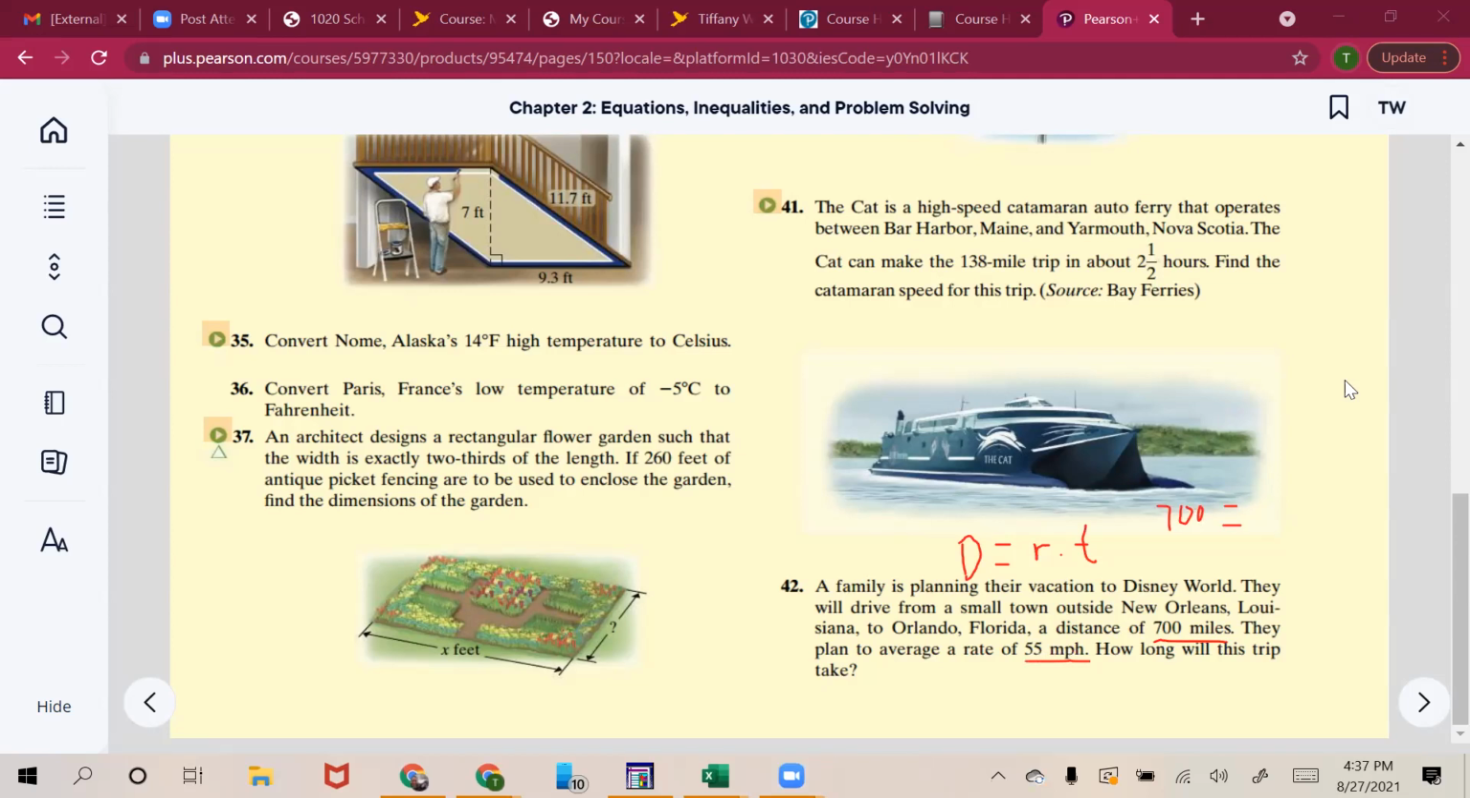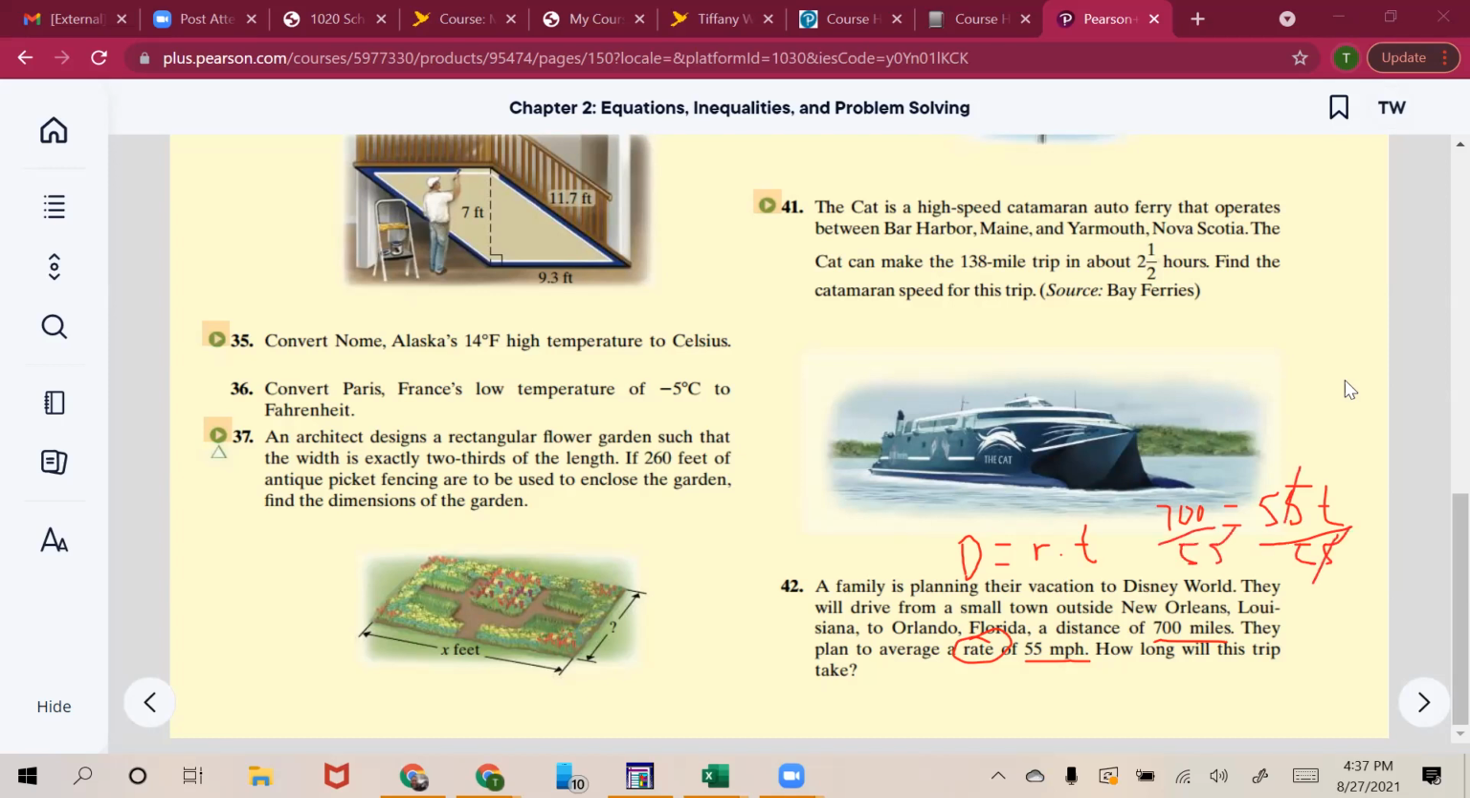Equals, my rate is going to be 55, right? They tell me it's a rate. So it's 55 times t. And guys, you probably didn't even have to have a formula to do this. We're very comfortable with miles per hour and how those work because, if you're in a car, that's how it works. So I'm going to divide both sides here since I'm solving for t by 55.